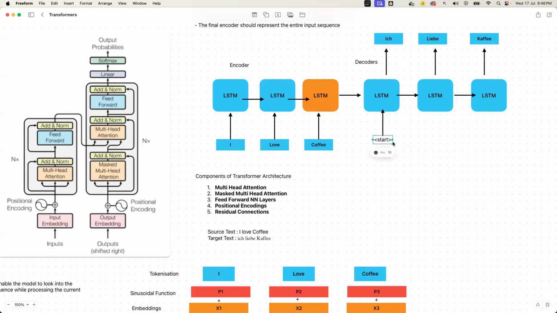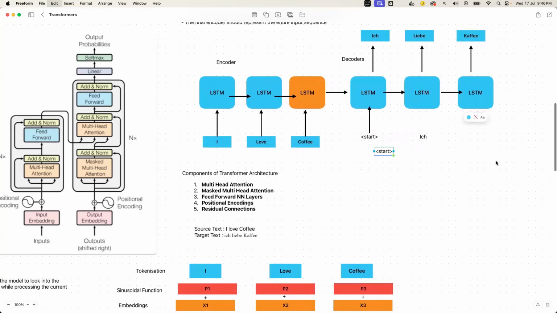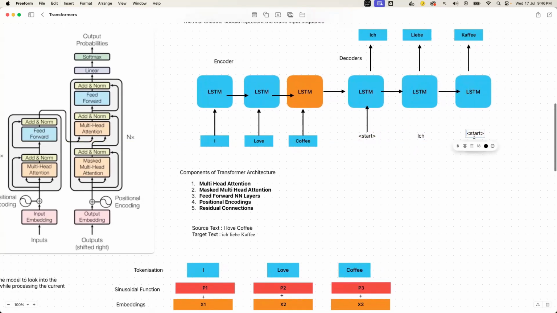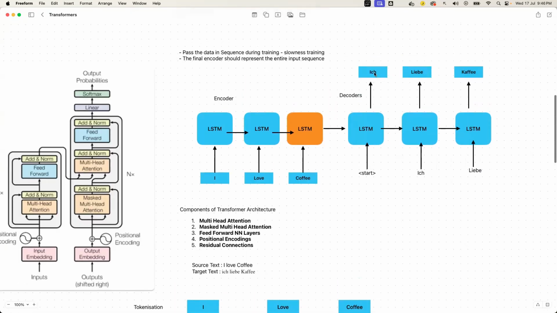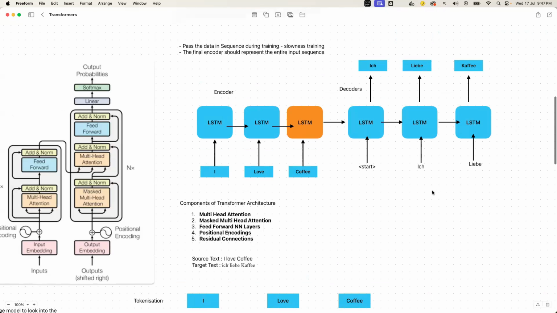Then the next input will be basically the first word. For the second step, it is ik. And for the next word, it will be libe. So this is how I'll be sending in the data during the training of this sequence model. Now, what am I doing right now? If you look into the target sequence, I've got ik, libe, cafe. What am I doing when I'm sending the data to this decoder component? Can you see? I'm just shifting one step towards the right.